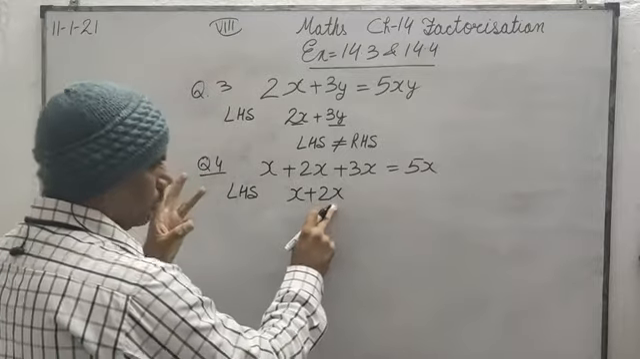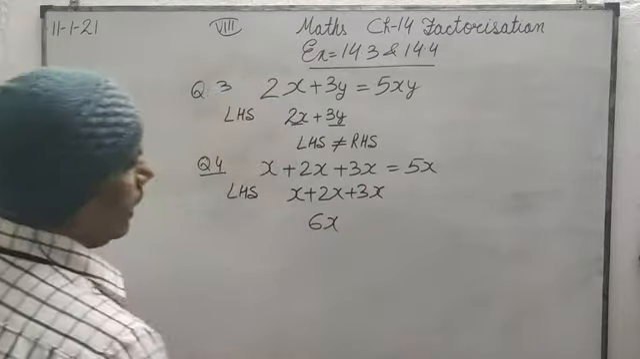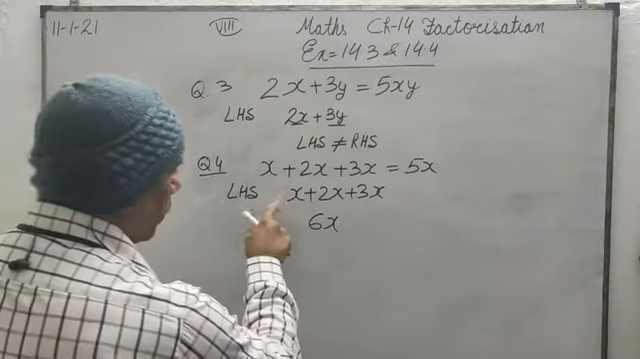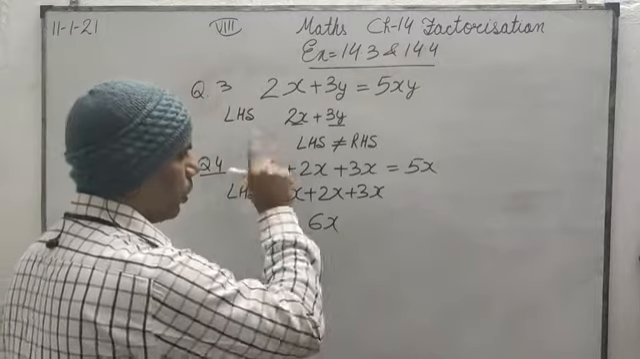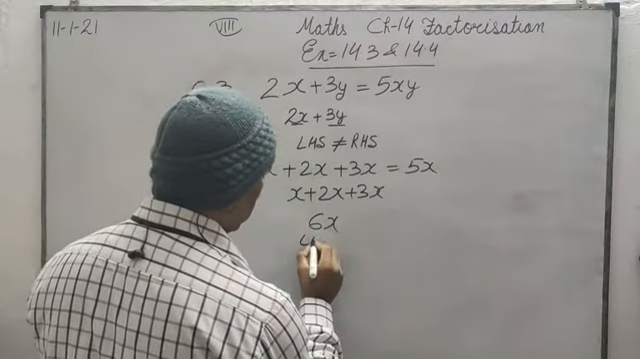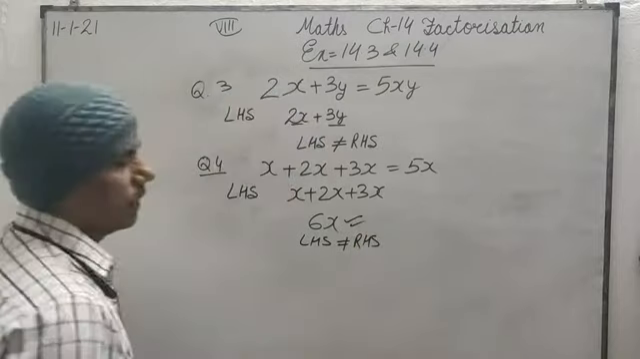1x में 2x ऐड हुआ तो 3x, और 3x में 3x ऐड हुआ तो 6x. The right answer is 6x. x का कोफिशिएंट 1 तो है, 1 में 2 ऐड किया 3, 3 में 3 ऐड किया 6. So you have forgotten to add it. So left hand side is not equals to right hand side, and the right answer is 6x.